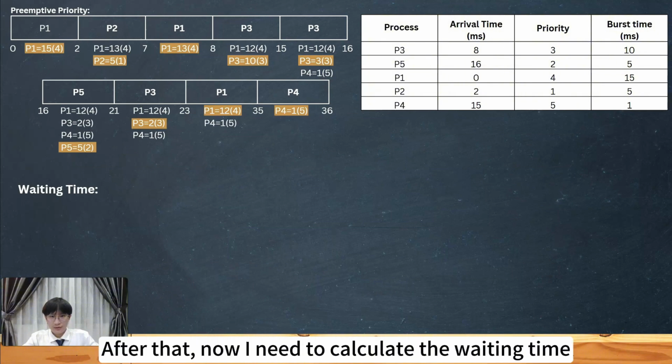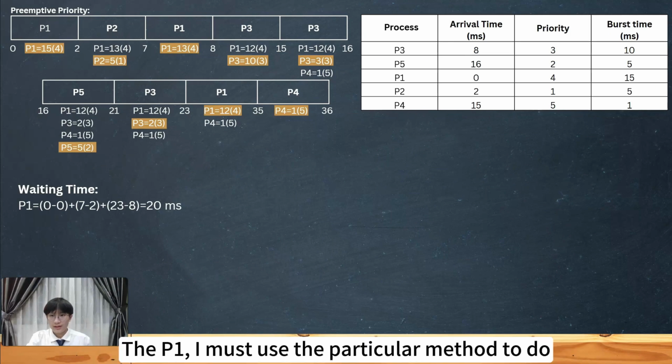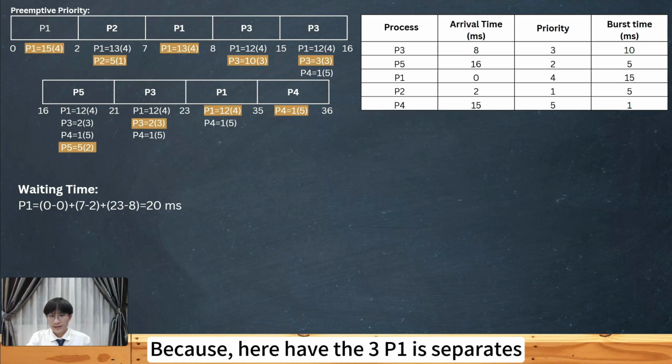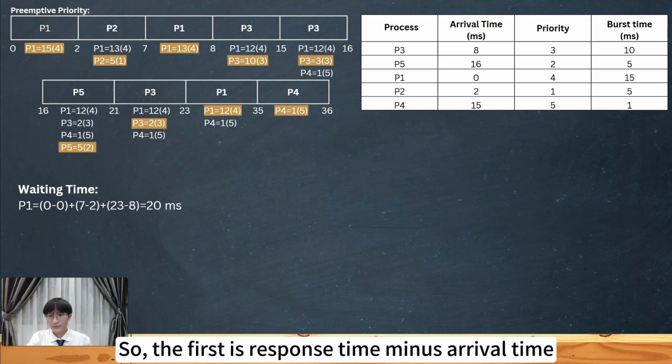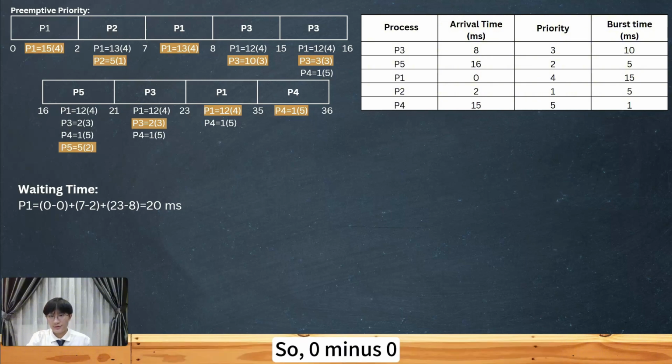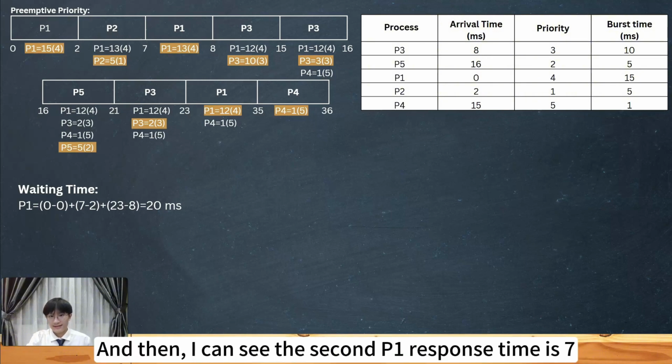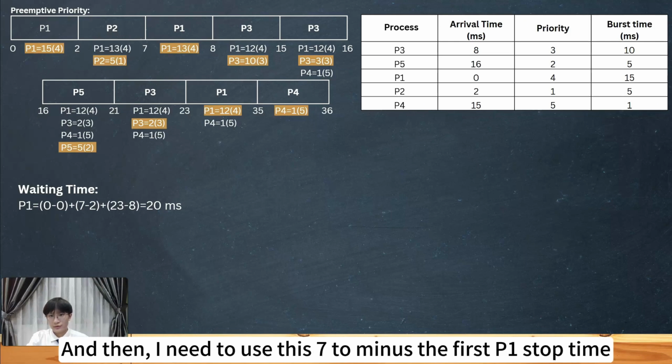After that, now I need to calculate the waiting time. For P1, I must use a particular method because here the 3 P1 are separate. So the first is response time minus arrival time, so 0 minus 0. And then I can see the second P1's response time is 7, and then I need to use this 7 to minus the first P1 stop time.